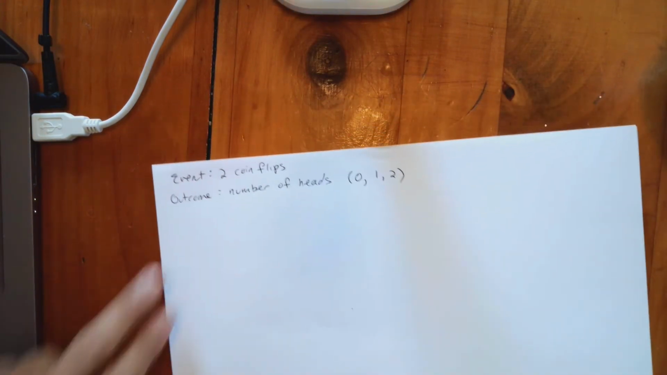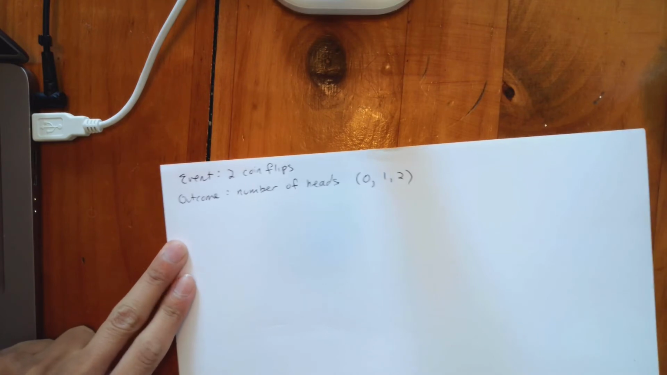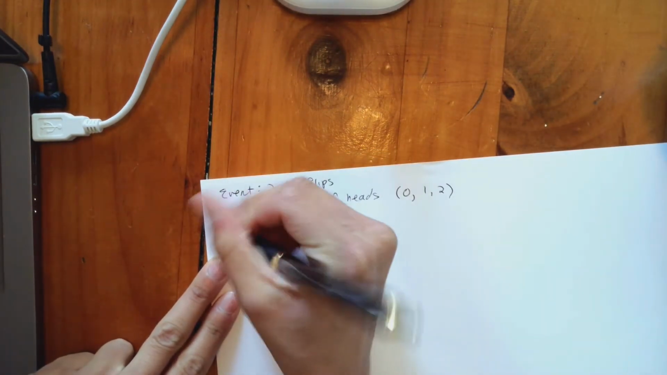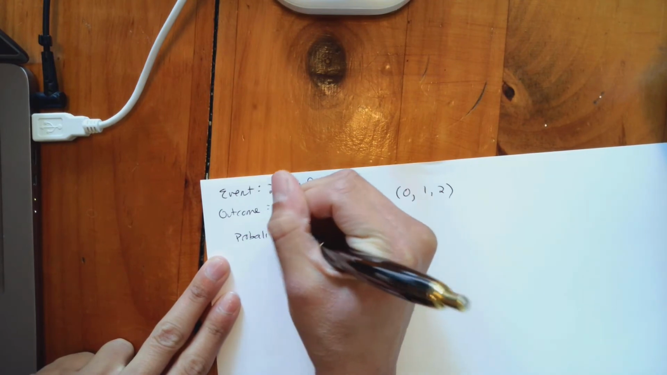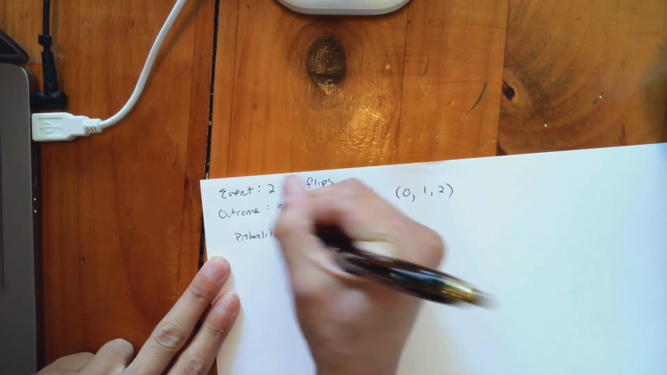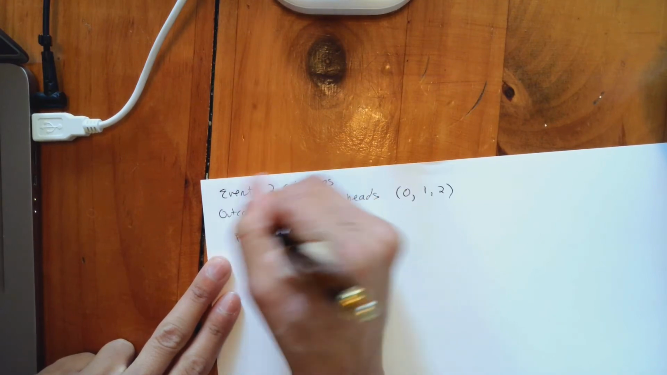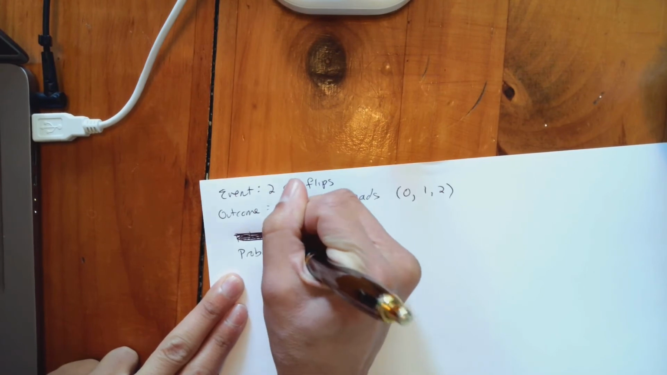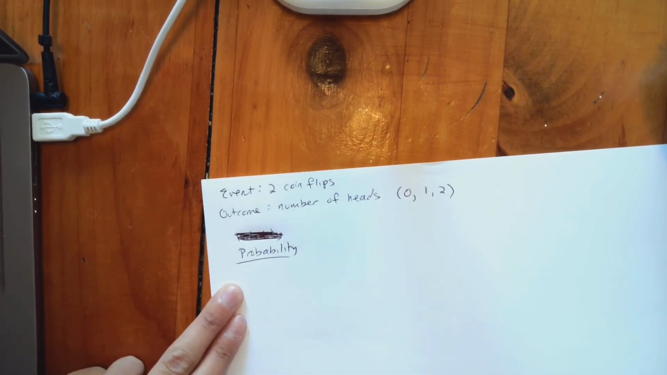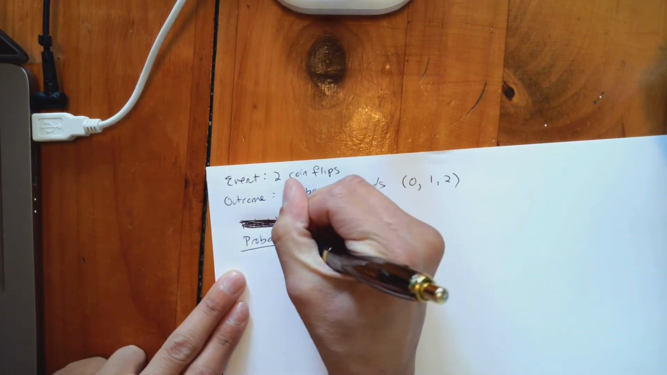And so what we're going to do here is we're going to come up with a probability distribution. And we know what the format of the probability distribution is going to be like. Probability. Okay, so probability distribution is what we're making.